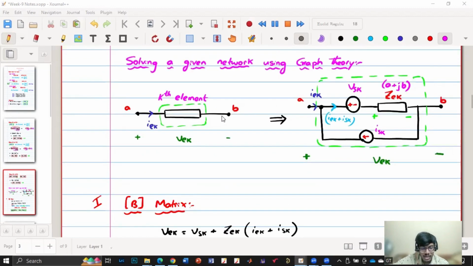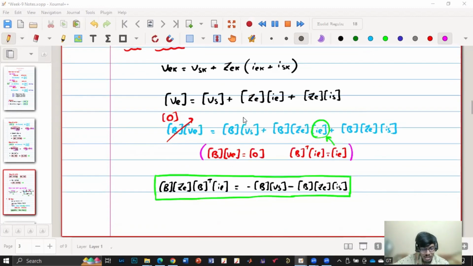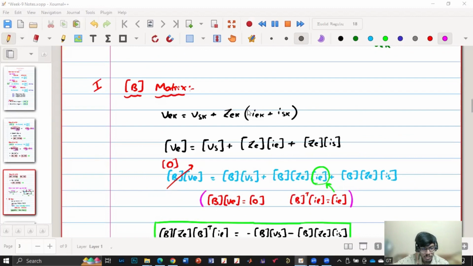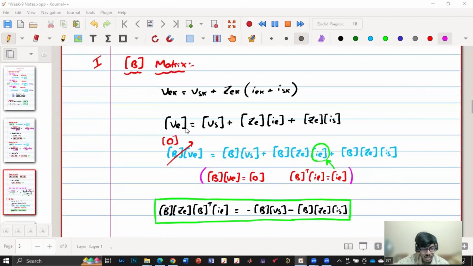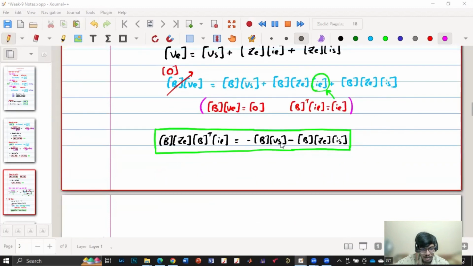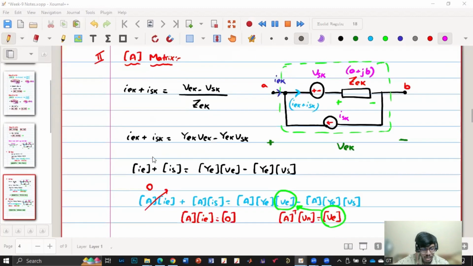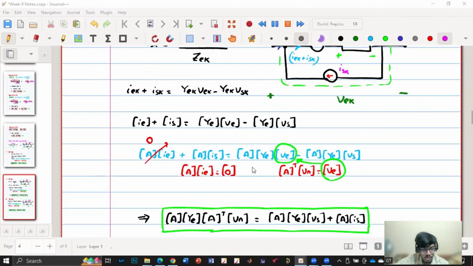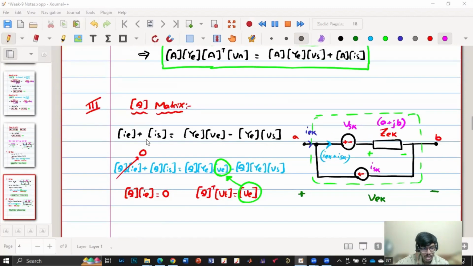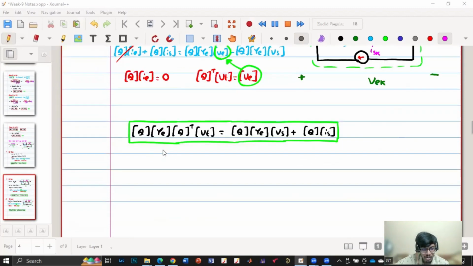We considered the kth element and a general representation of the kth element, and using that there are three ways. One way is to solve using the B matrix, the other ways are to solve using the A and Q matrices. For the B matrix, we need the equation in terms of VE, then multiply by B to get the equation. For the A matrix, you need it in terms of IE and multiply by A. For the Q matrix, you need it in terms of IE and then multiply by Q to get the equation.